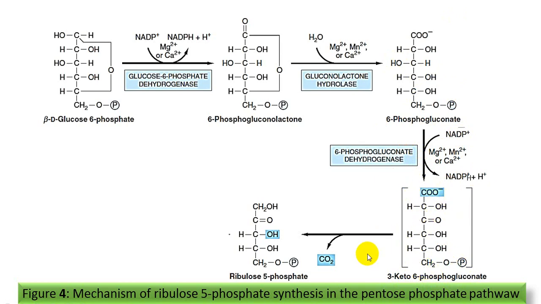The final step to reach our destination is removing one molecule of carbon dioxide. That means decarboxylation, and the result is ribulose 5-phosphate. Therefore, for the dehydrogenase, 2 times, 2 molecules of NADPH will be formed, and this is very important. NADPH will be formed during the conversion of glucose 6-phosphate to ribulose 5-phosphate: 2 steps of dehydrogenation and 1 step of decarboxylation.